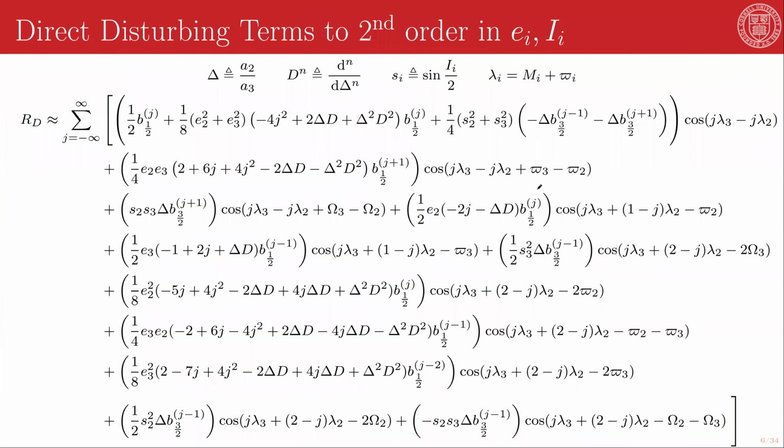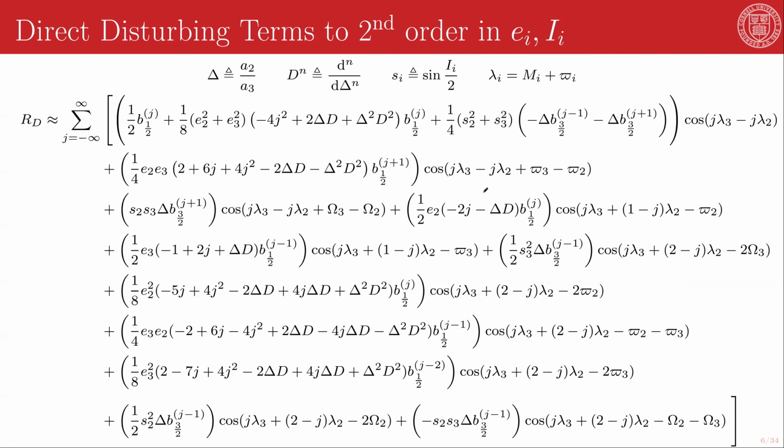By inspection, we see that there are two possibilities for terms like this to arise. The first one occurs here, where in this cosine argument, we have j lambda 3 plus 1 minus j lambda 2 minus var pi 2. If j is set to 2, then this argument becomes 2 lambda 3 minus lambda 2. So we now need to add to our existing secular terms this term only for j equal to 2.